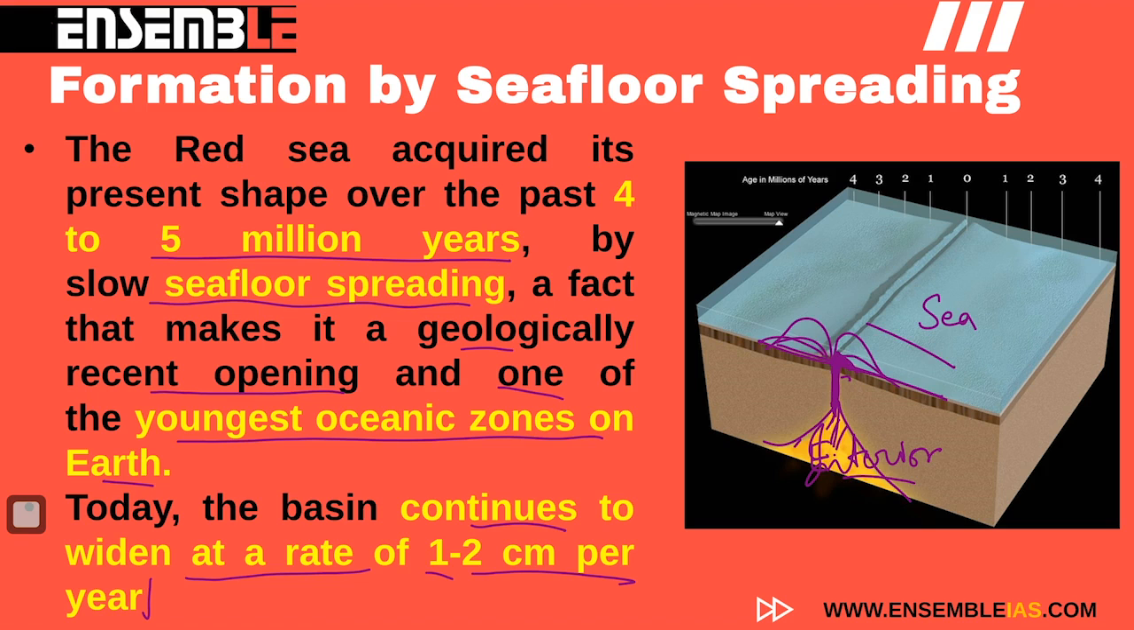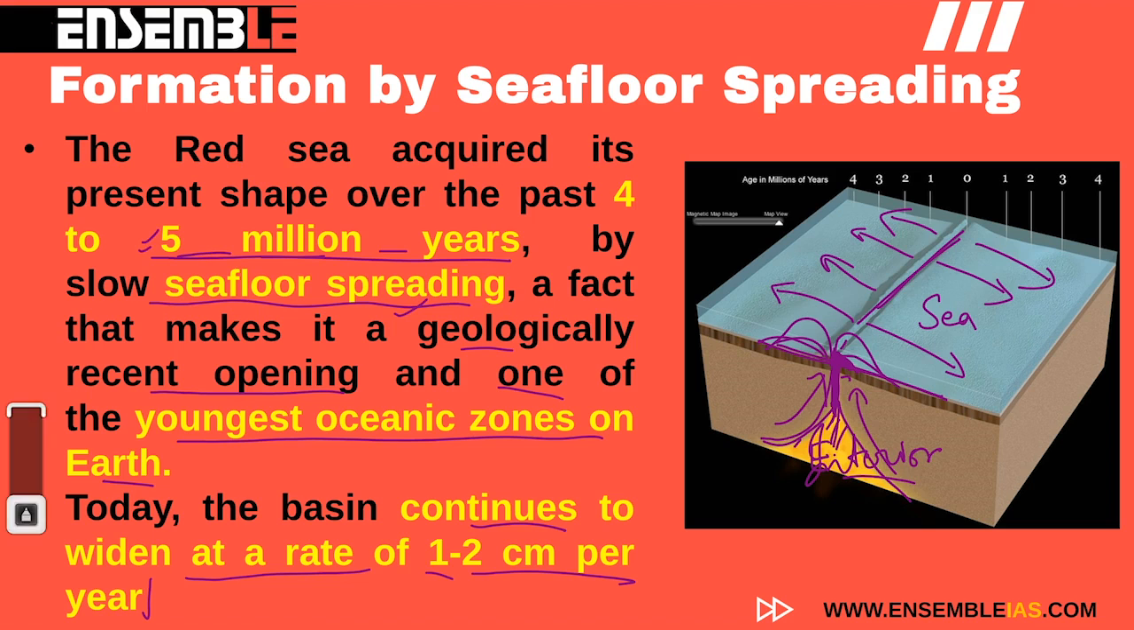In this way, this sea plate will go in this direction and this one in the opposite direction, and in between, until the plume comes up on the surface of the sea, it continues to spread in opposite directions. So this process, known as sea floor spreading, caused the Red Sea to be created on this planet Earth nearly 5 million years ago.